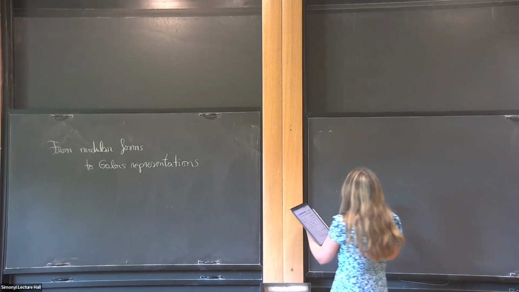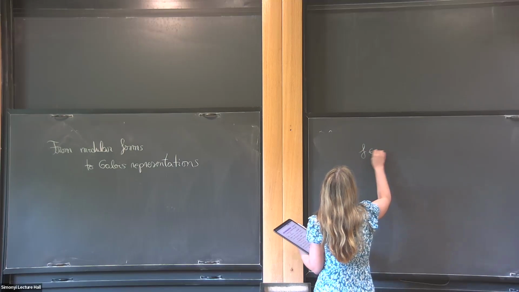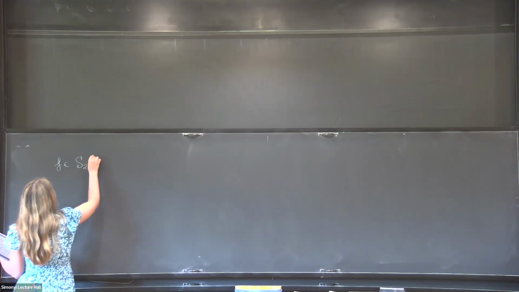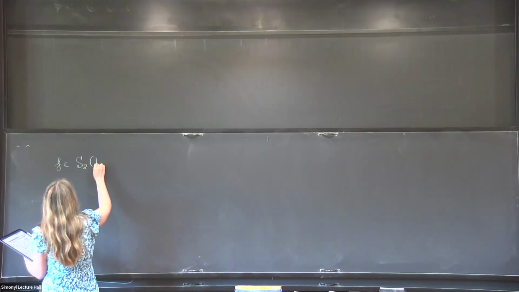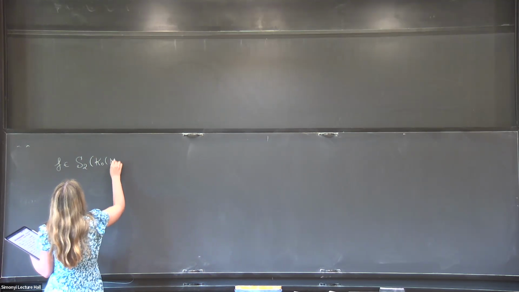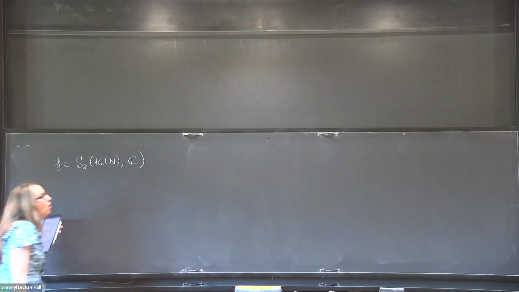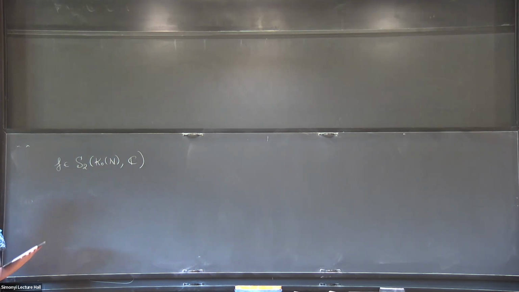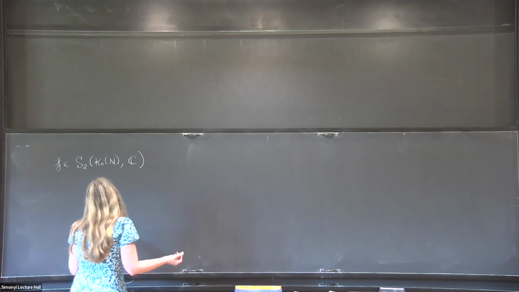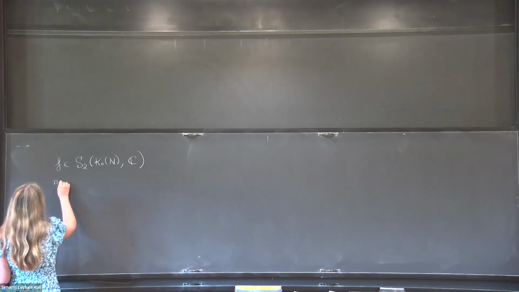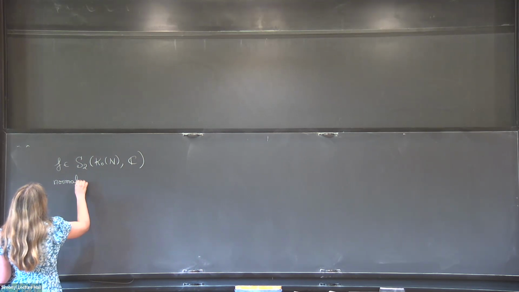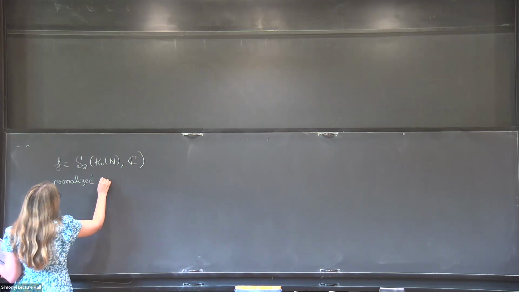So we start out with f, a modular form of weight 2, and level K_0(N), with complex coefficients. K_0(N) is, you're thinking about matrices that are upper triangular modulo N. So it's this kind of congruence subgroup. So we take something here, and we assume that it's a normalized eigenform.